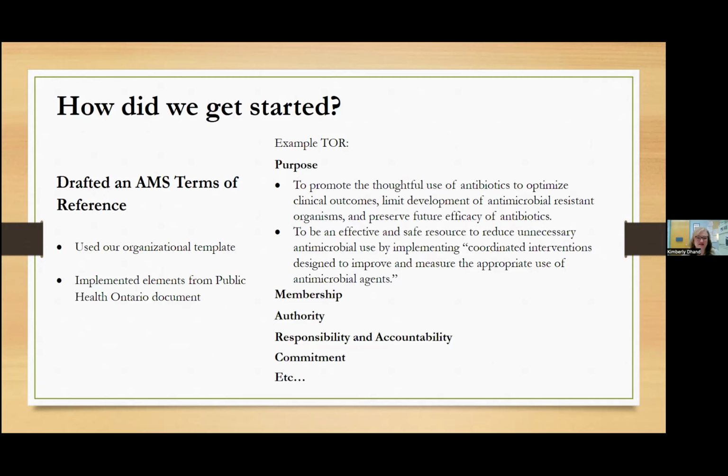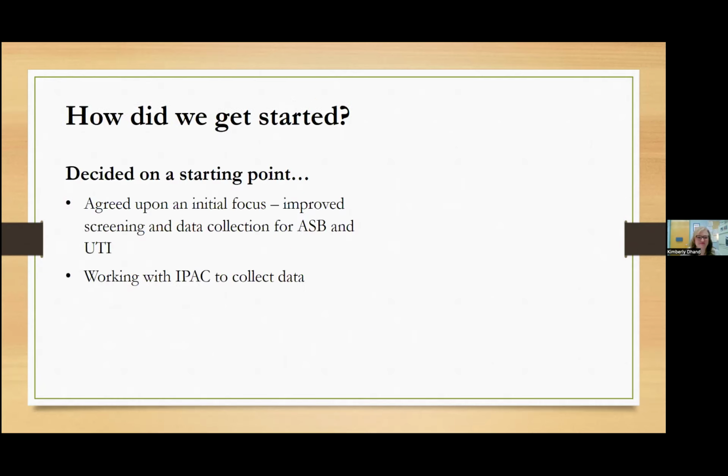Accreditation said that we needed to get this terms of reference put together. So we did some research on that, and we had some help from Wascana as well and from the AMS team in Regina. We put together a terms of reference that included these elements that I listed in this slide. I just gave a little bit of an example, and we used our organizational template, which was great. So we didn't have to try to reinvent the wheel there. Let's move on to the next one.